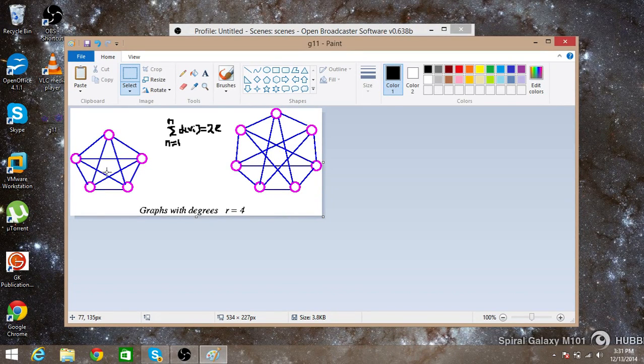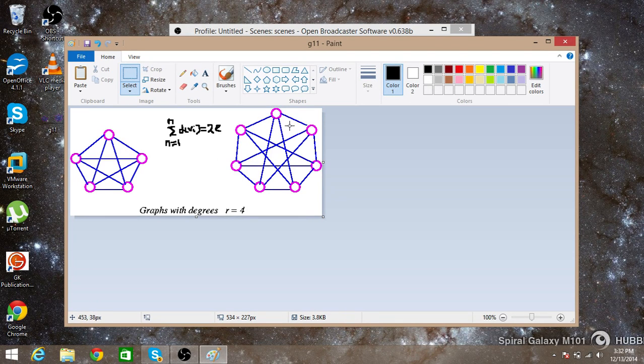So the summation of the degrees of all the vertices is 2 into the number of edges, which is 10. So 2 into 10 is 20, and each vertex has degree 4. There are 1, 2, 3, 4, 5 vertices, so 5 vertices into 4 is also equal to 20.